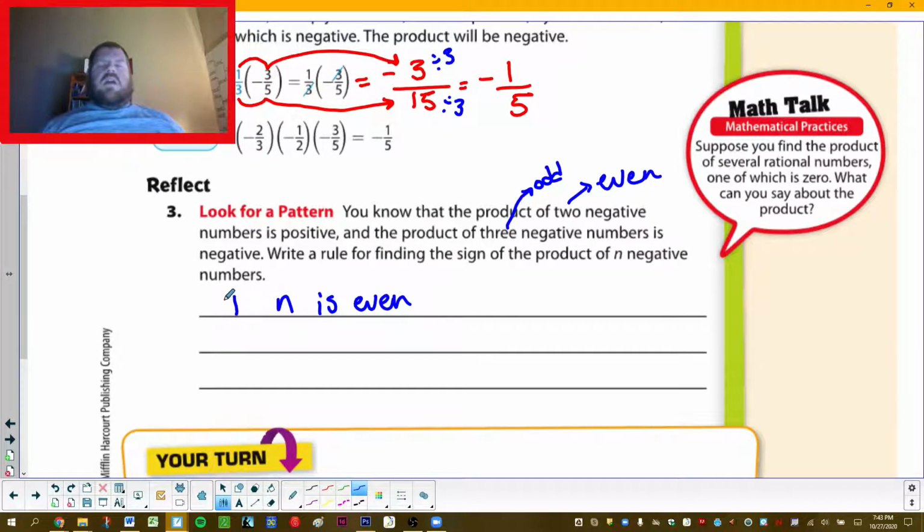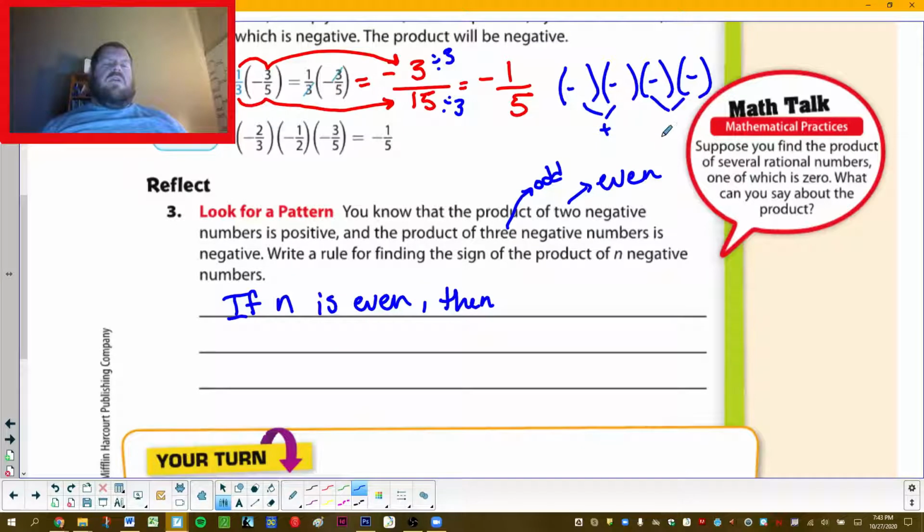We might say if n is even. And so when I had 2 negative numbers, it was positive, and that's going to happen every time. If you think about an even number of negatives, so these 2, when I multiply those 2, it's going to give me a positive. When I multiply those 2, it's going to give me a positive. And a positive times a positive is a positive.